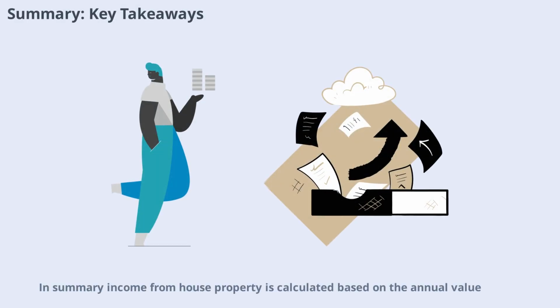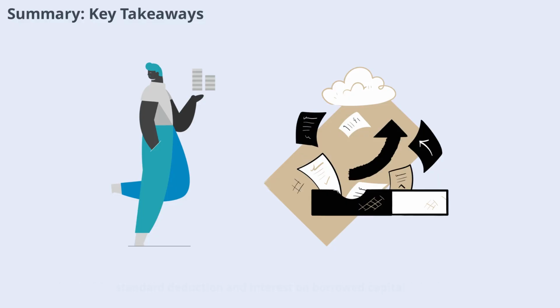Summary: income from house property is calculated based on the annual value, adjusted for unrealized rent and vacancy, with deductions for municipal taxes, standard deduction, and interest on borrowed capital. Understanding each step and the relevant conditions ensures accurate tax computation and maximizes your deductions. Always keep records of rent, taxes, and loan details for smooth filing.